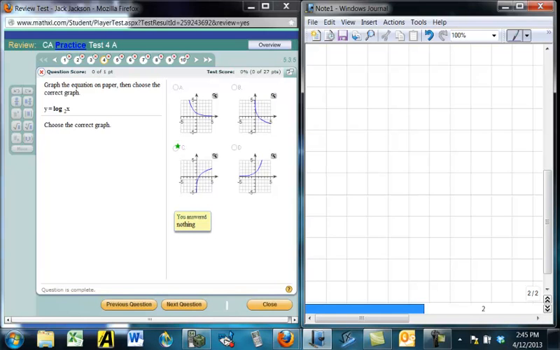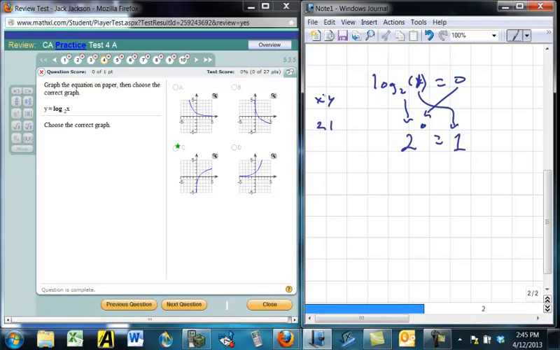Plug in 0, it's undefined. Plug in a negative, it's undefined. Plug in a 1, then you get 0. Log base 2 of 1 is 0 because 2 to the power 0 is 1. So that goes through 1, 0. What about 2?